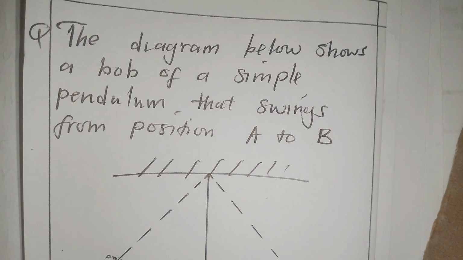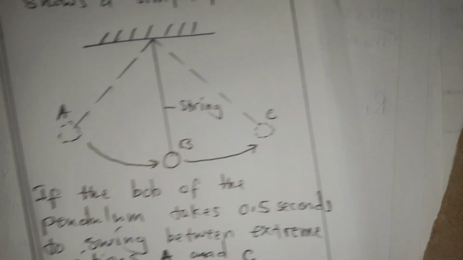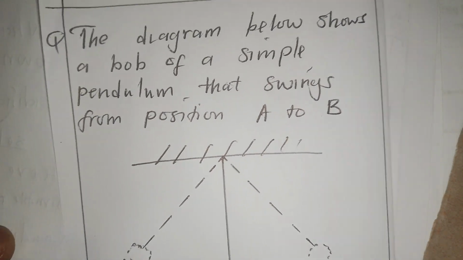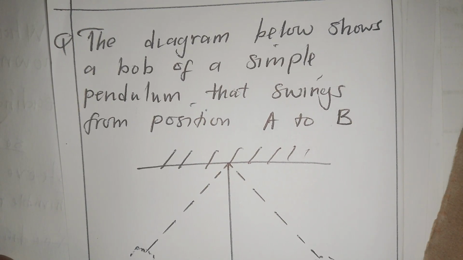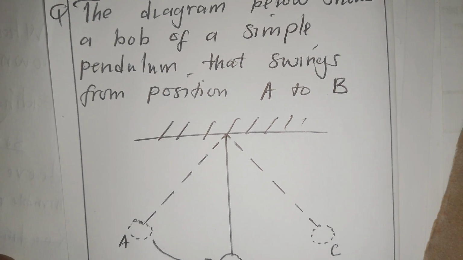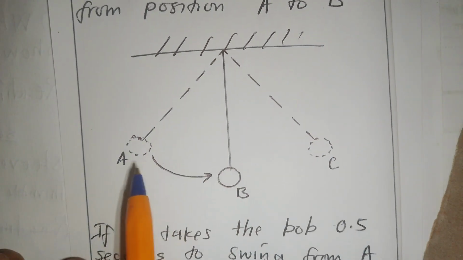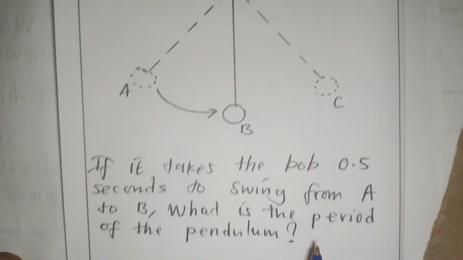Let's answer these questions. Question 1 is this one, then the other one is this one. This question is under simple pendulum. So question 1 reads, the diagram below shows a bulb of a simple pendulum that swings from position A to B, meaning from A to B. The diagram is this one.